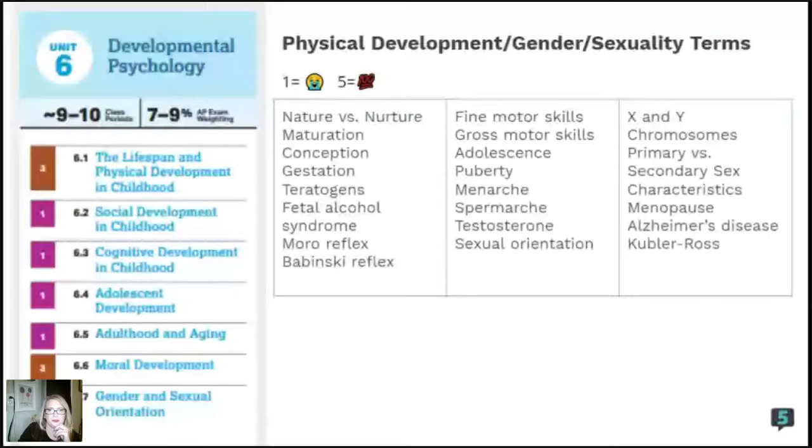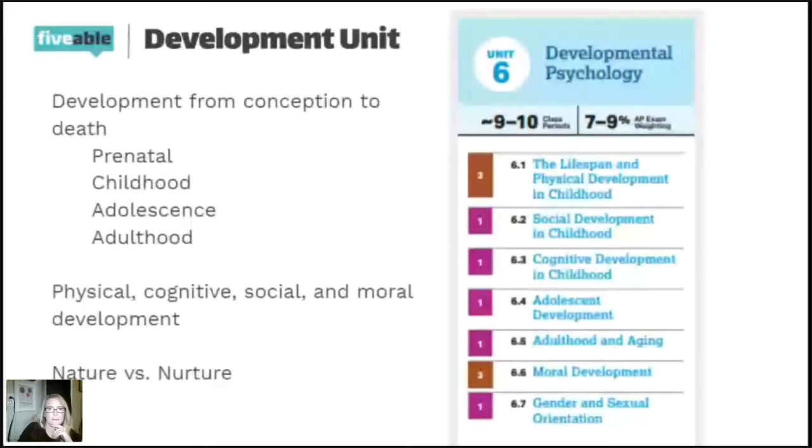All right, so let's get started. We've got a lot to talk about, as you can see. Development covers conception to death. So we're going to talk about before you're even born, the prenatal period. We'll talk about childhood, adolescence, and adulthood. Again, today we're going to emphasize the physical development piece, but just know that there's a lot of information about cognitive, social, and moral development.